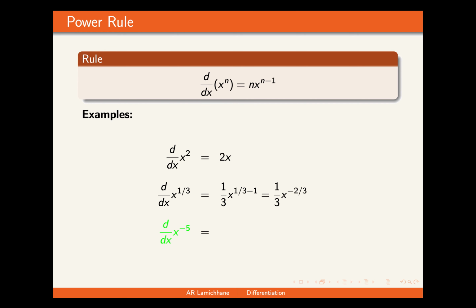Let's see one more example. If our goal is to find the derivative of x to the power minus 5, can we use the power rule? Yes, because negative 5 is a real number in the power, so we can use the power rule. But how do we apply it? We bring the negative 5 down as a coefficient, write down x as it is, and subtract the power, which is negative 5, by 1. So negative 5 minus 1, when we simplify, we get negative 6. So the derivative of x to the power minus 5 is negative 5 times x to the power minus 6.